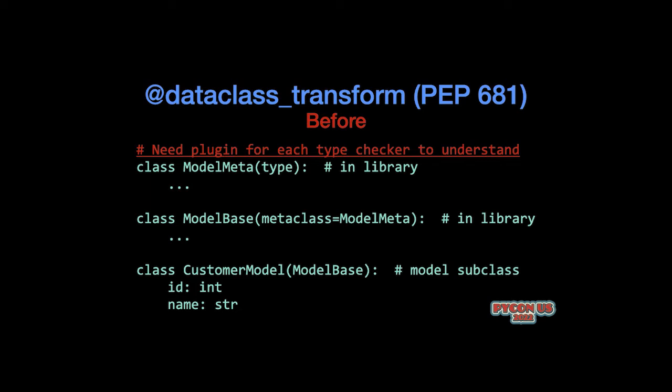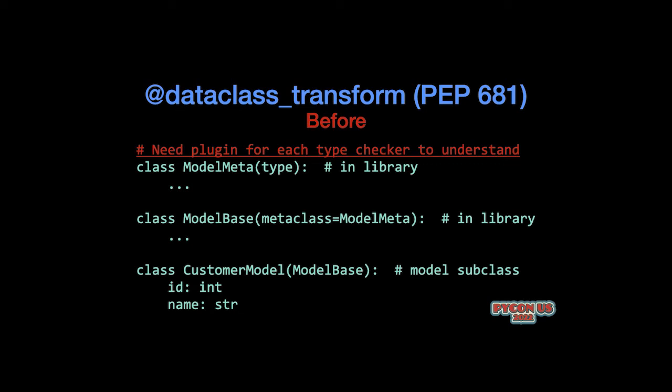Data class transform. So this one's interesting. So there are a number of libraries that define things like data class, model classes of various kinds. So you have attrs is an old one, Pydantic is a newer one, but there are many of these libraries that define classes that act like the built-in data class. And right now, in order for a type checker to support these various libraries, there has to be a special plugin that is written for each library and each type checker. So a lot of times these plugins simply don't get written.